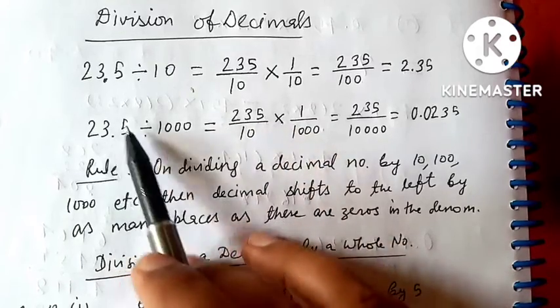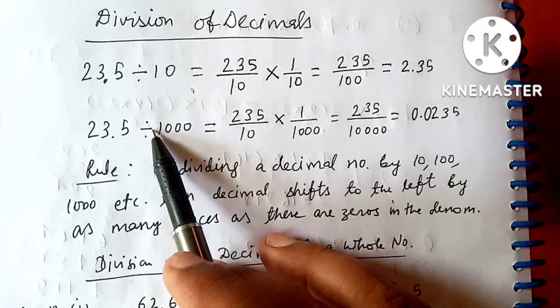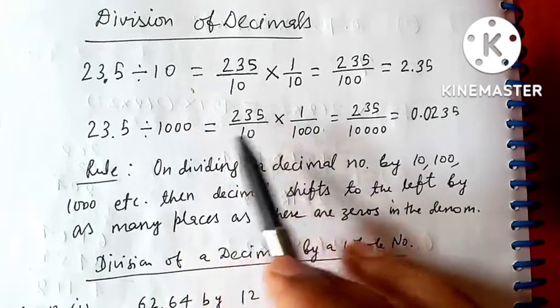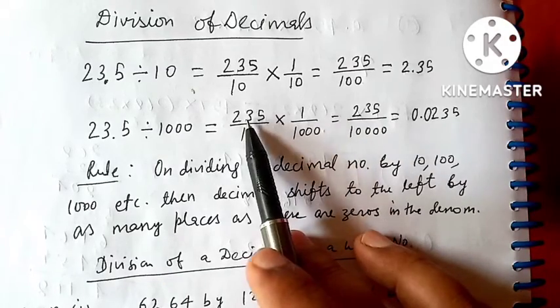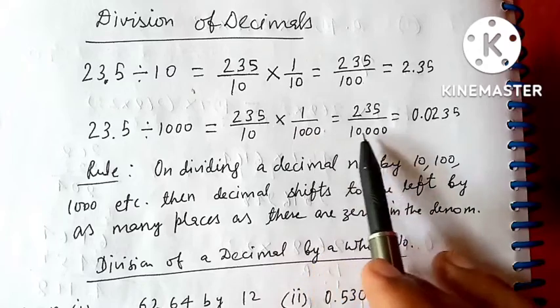Suppose you have to divide 23.5 by 1000. Then convert 23.5 into a fraction, and as it is division, you must change it into multiplication and take the reciprocal of 1000. It is 1 by 1000. Now multiply. So 235 into 1 is 235. 10 into 1000 is 10,000.